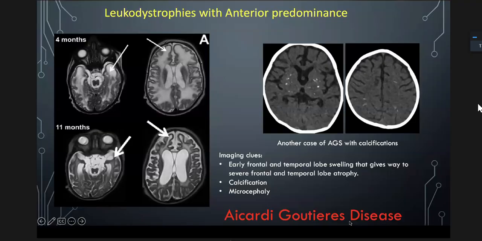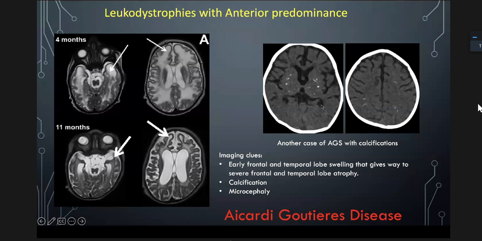This is also called pseudo-TORCH because it mimics TORCH infection. Here in this case, we have a 4-month-old child where the frontotemporal white matter is showing a lot of edema, swelling, and later on it will progress to atrophy. Like see here, there is a lot of atrophy, and these children will present with calcification and microcephaly, very similar to TORCH infection. However, this is a genetic disease, whereas TORCH is not genetic, it's acquired.